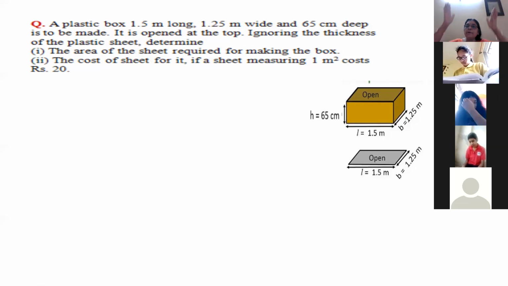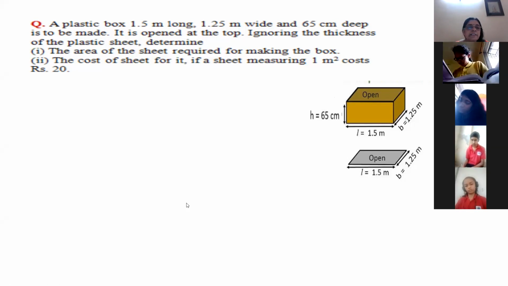अपर और बॉटम पार्ट में हमेशा लेंथ और ब्रेथ आएगा. ठीक है. Ignoring the thickness of the plastic sheet, determine the area of the sheet required for making the box. हमें कितना एरिया इसमें फाइंड करना है, कितना हमें प्लास्टिक यूज हो रहा है वो हमें फाइंड करना है. Okay. So now, and we have to find the cost. That part we see afterwards.